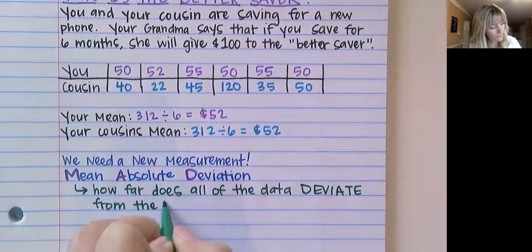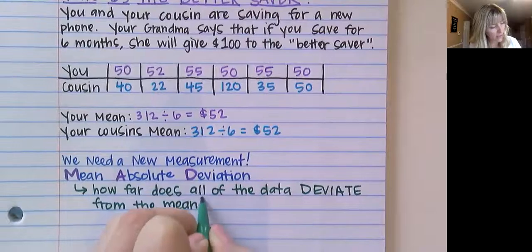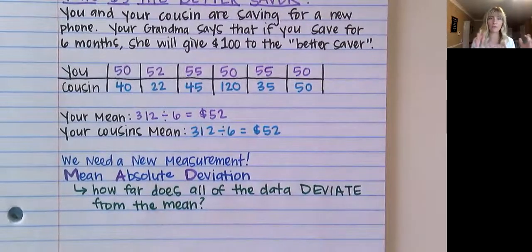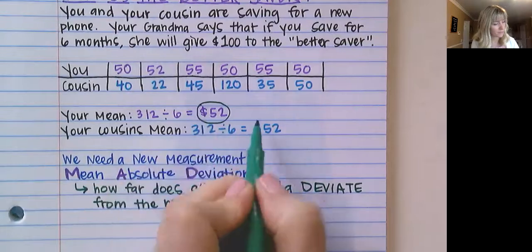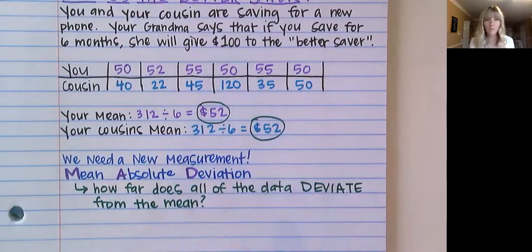And what we're asking when we say that is, how far away is every individual data point? Okay, so I know the mean. So up here, the mean is 52. I know that. My question then is, how far is all of your data from 52, and how far is all of your cousin's data from 52?